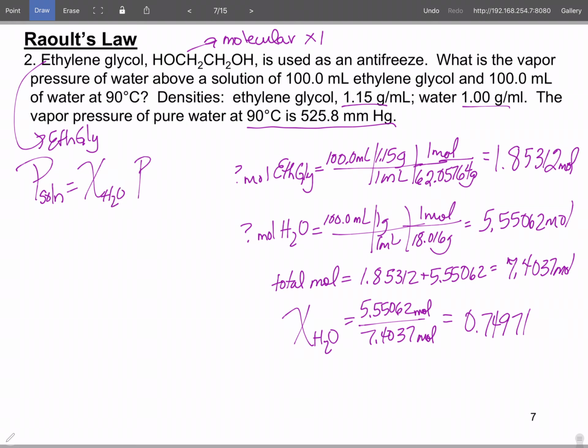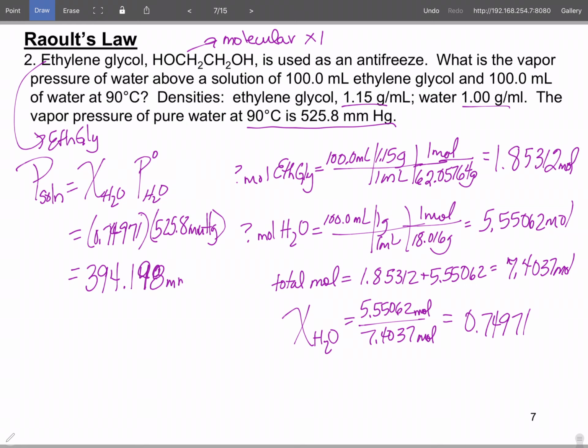So the pressure of our solution is going to be equal to the mole fraction of our solvent, which is water, times the standard pressure of the water at that temperature. So that's 0.74971 times 525.8. And remember that mole fraction has no unit, so you keep the unit of the pressure. So you're going to end up with 394.198. Can't read my own writing. 394.98 millimeters of mercury.